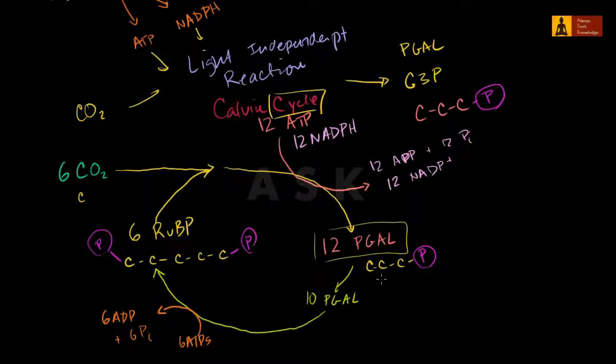So I have 2 PGALs left. 2 PGALs left. And these can then be used. And the reason why I used 6 and 6 is so that I get 12 here and I get 2 here. And the reason why I have 2 here is because 2 PGALs can be used to make a glucose, which is a 6-carbon molecule.